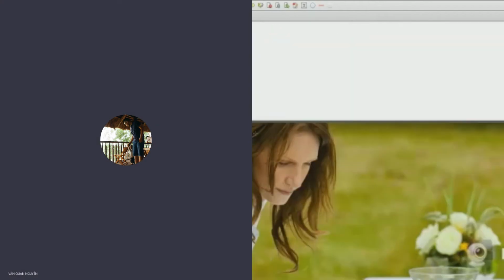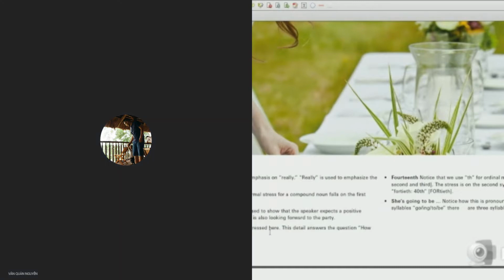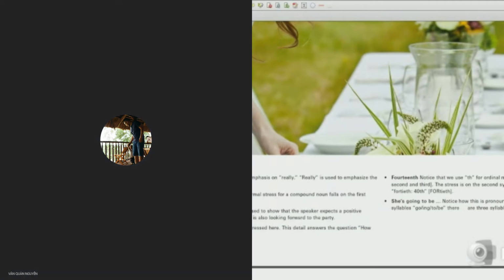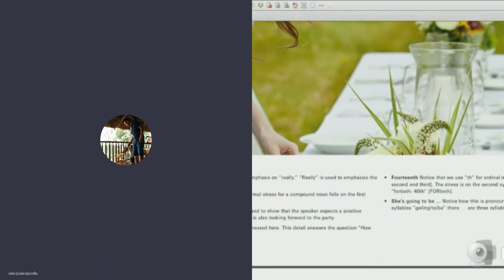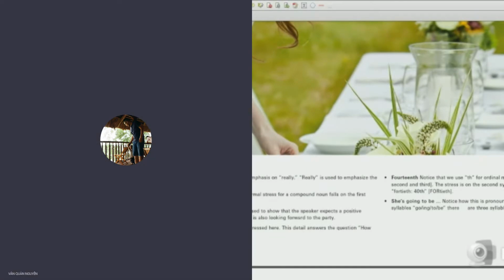Okay, perfect. So now let's go to "she'll be 55." Notice that "55" is stressed here. This detail answers the question, how old is she? So "55" is the one that is stressed because it is the most important information in this sentence. She'll be 55.